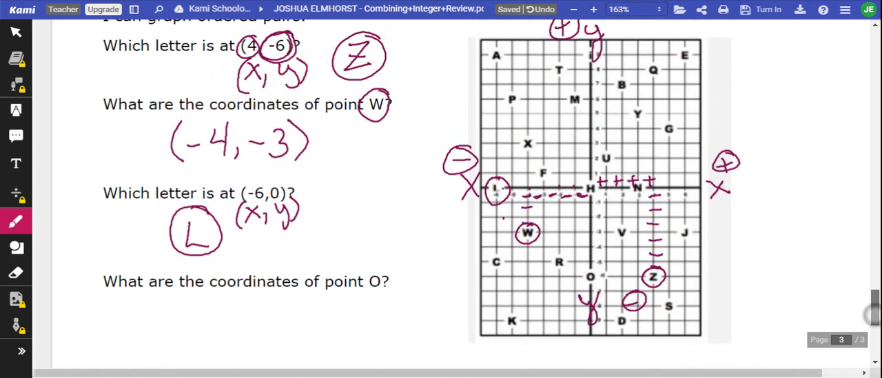And what are the coordinates for point O? So we're looking for x and then y. So point O is straight down. So there's no positive or negative. So x is 0. And then y is going to go down 1, 2, 3, 4, 5, 6. -6.